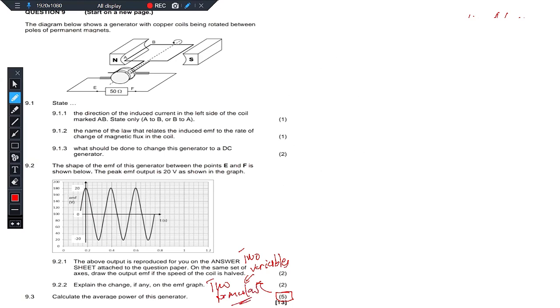Obviously, we want to calculate the average power of this generator, but we are given the Vmax. We can't calculate the power with the Vmax; we need the Vrms. So that will be the start of solving this question. Vrms is equals to Vmax over root 2. Our Vmax is 20, then divide that by root 2. We get 14.14 volts.